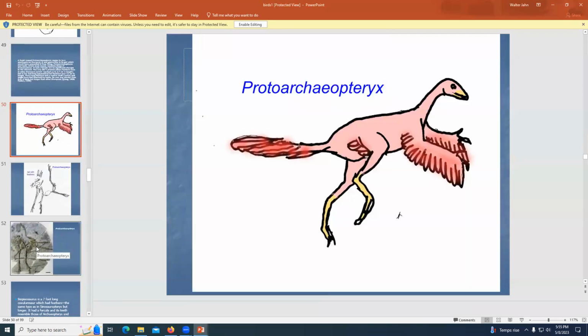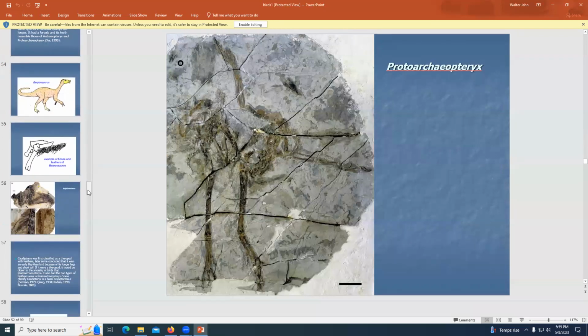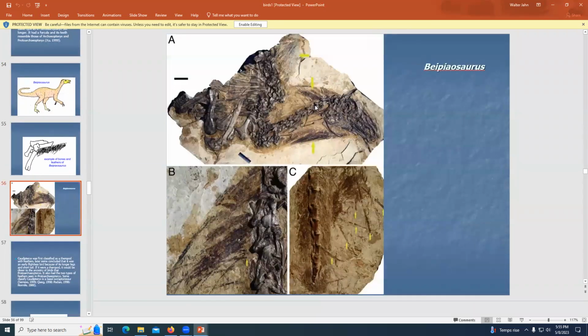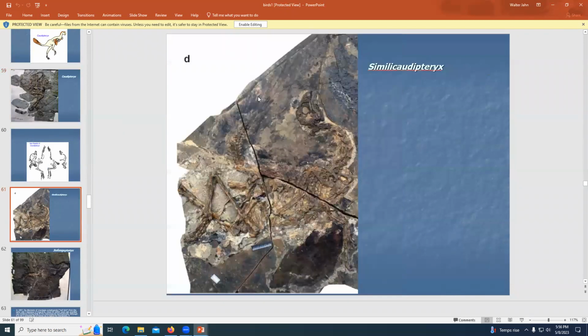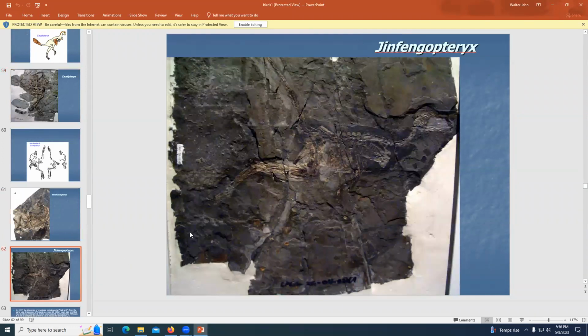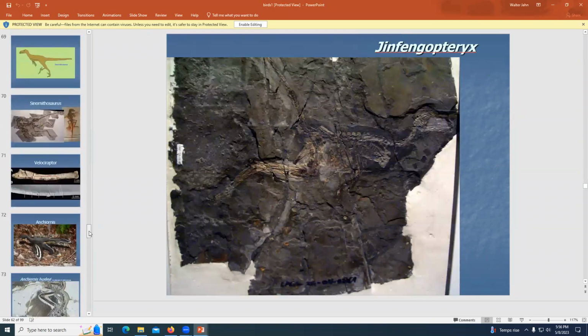So Proto-Archaeopteryx has these feathers, they would be on the tail. Okay, this one has just kind of the fluffy, more downy feathers, but we'll get to a couple more. Caudipteryx, there are some feathers going here. Here you can see a big fan of feathers on the tail. This one, it's a little harder to see, but it has tail feathers as well.